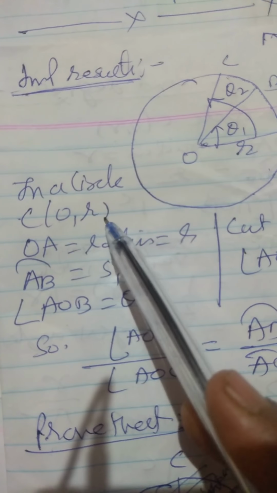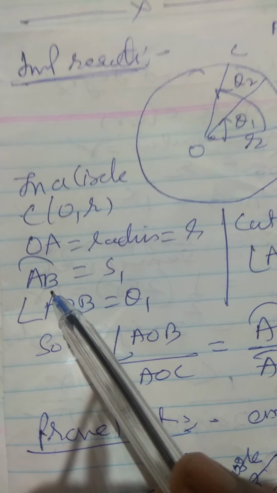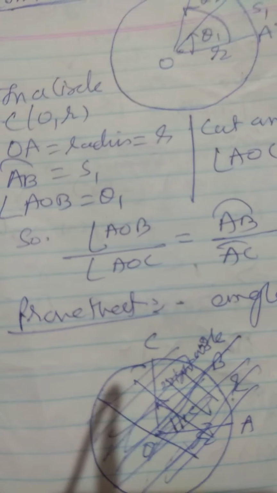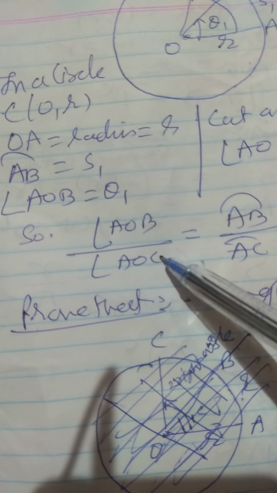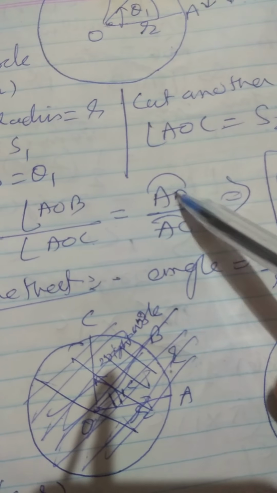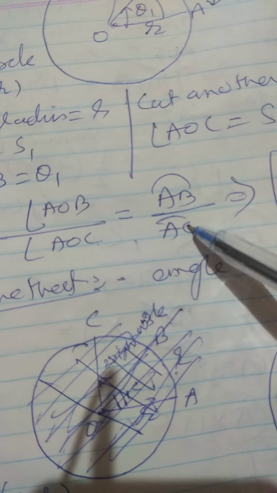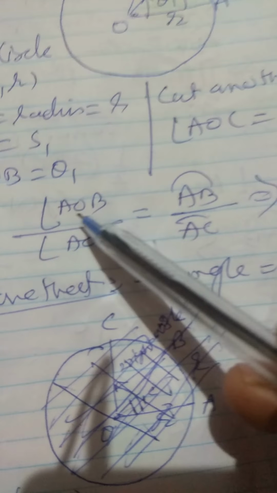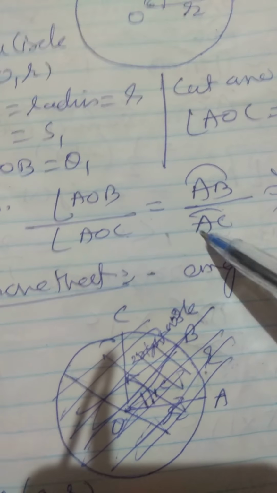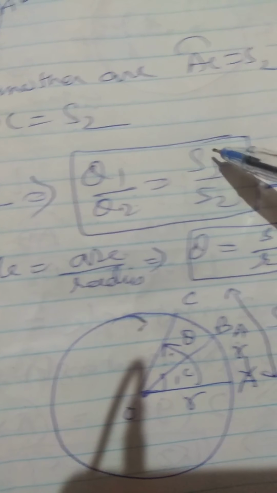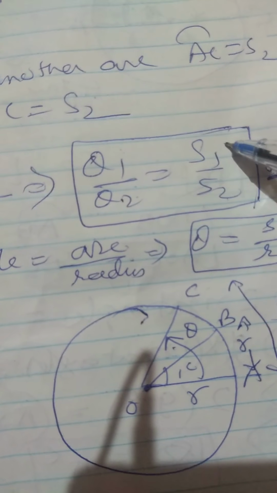In a circle, O is the center, r is the radius, AB length is s1, and angle AOB is θ1. Cut another arc AC, length s2, so the angle AOC is θ2. The important result is that the angle subtended by an arc is proportional to the length of the corresponding arc. So the angle AOB corresponds to length AB, and angle AOC corresponds to length AC. So θ1 upon θ2 for the angles, and the lengths are s1 upon s2. That is an important result.